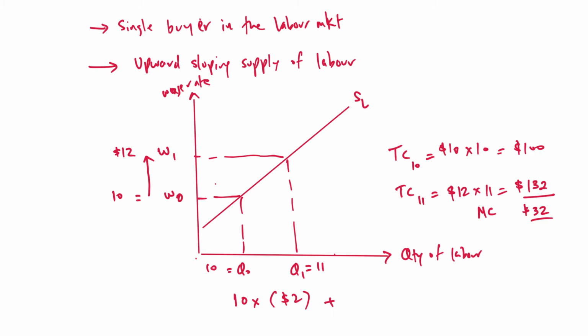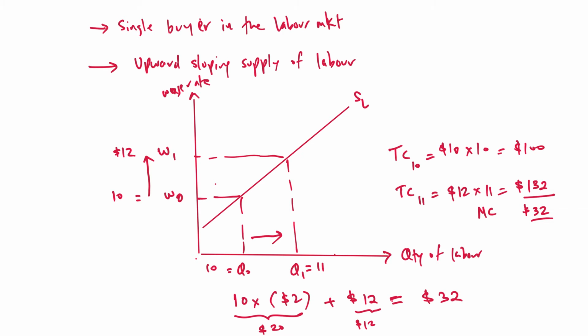And then this 11th guy that you hired, you paid him $12. Which would mean $20 here plus $12 here, which would mean your total marginal cost became 32.